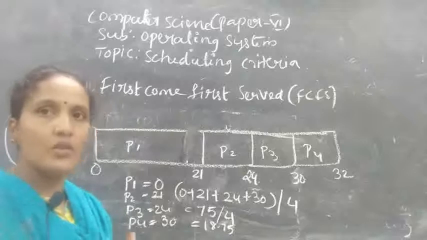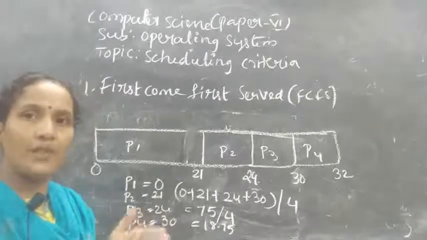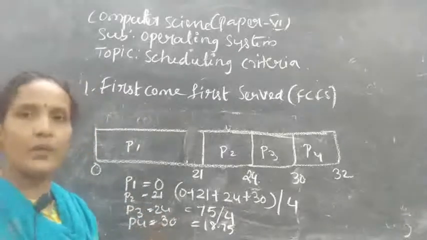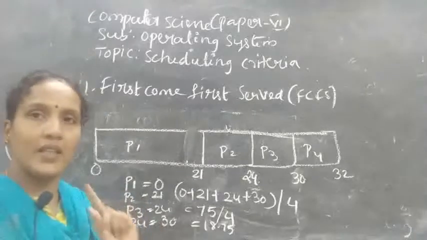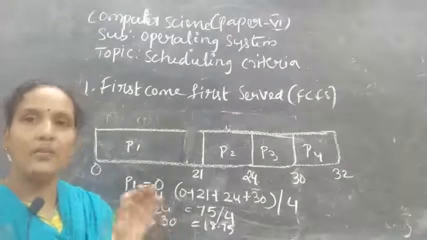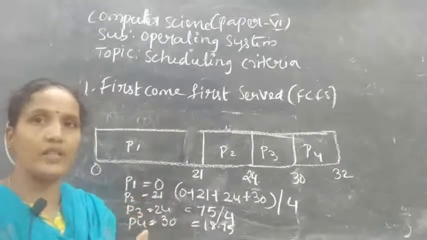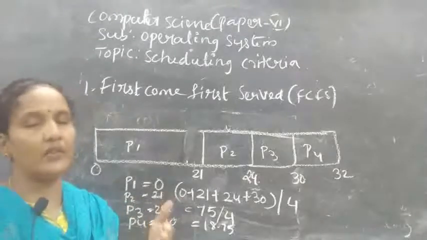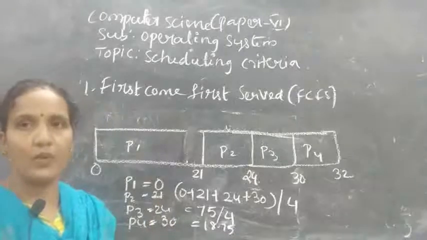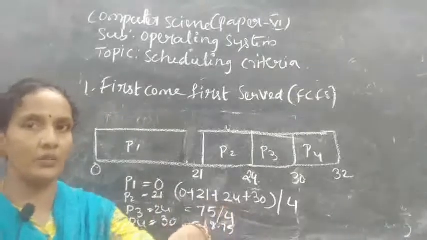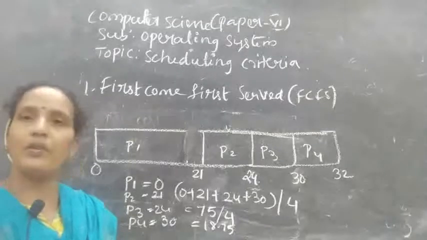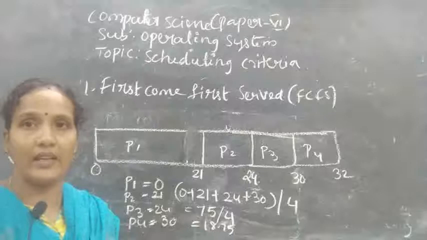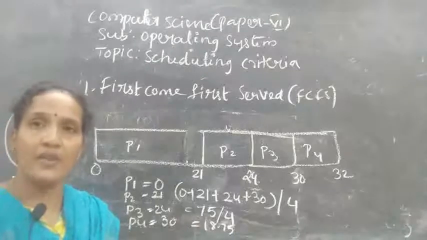Clear all of you? In first come first serve, FCFS, whichever process is requesting the CPU is executed first, and whichever process requests the CPU last is executed last. Means whichever arrives into the queue is executed first. Understood? Now here you need to calculate the average waiting time. What is the average waiting time?